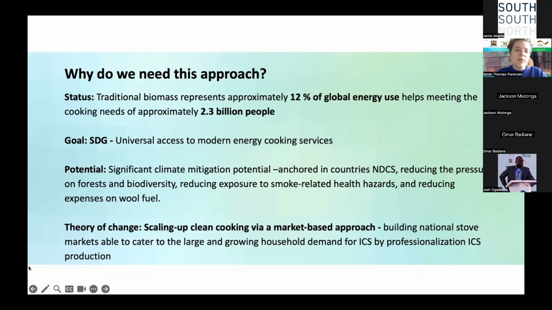So basically, the professionalization approach, to put it in a nutshell, wants to scale up clean cooking via a market-based approach. So the idea is to build a solid, reliable national stove market that is able to cater to the demand of the market, thereby focusing on the professionalization of the ICS production, supporting ICS producers that already exist in the market, helping them to scale up their production, and thereby being able to reach a wider market and also reach rural areas. So that is basically the core of the professionalization approach that we're going to present today to you.